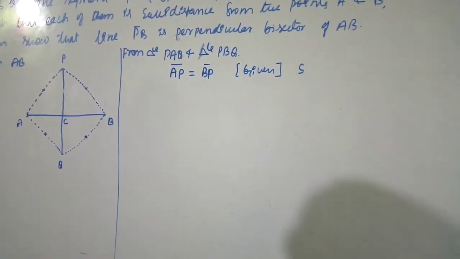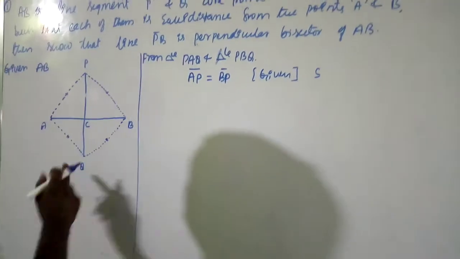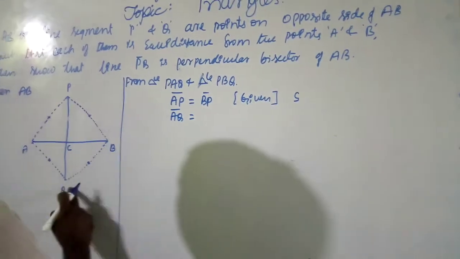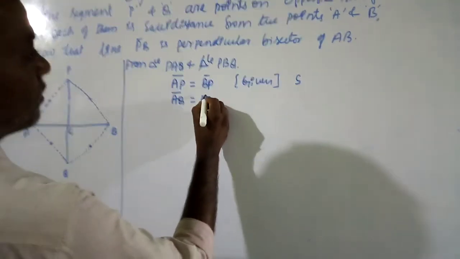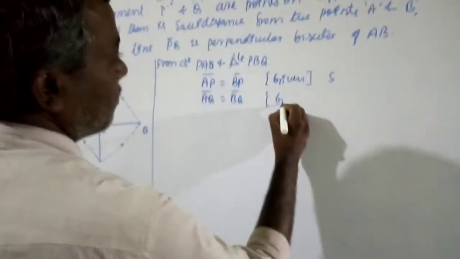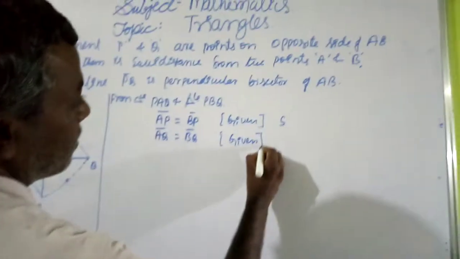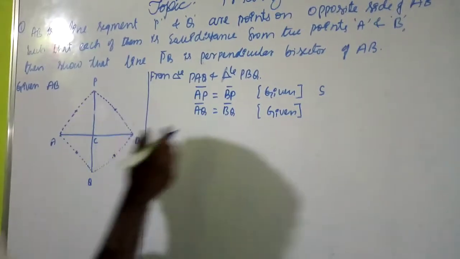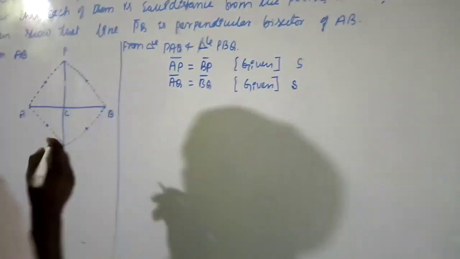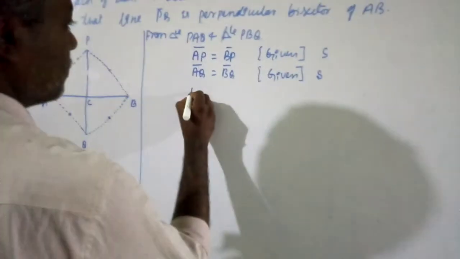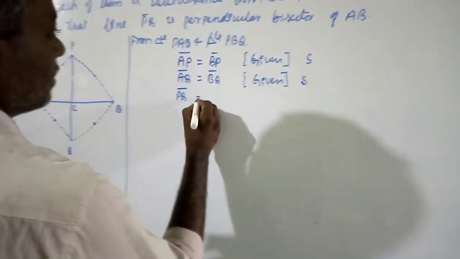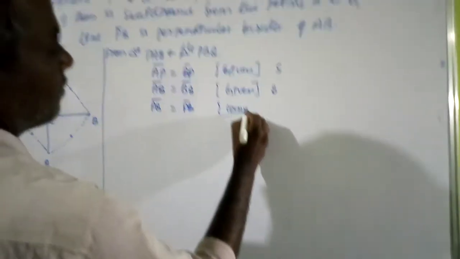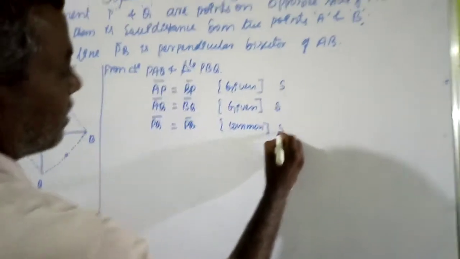Okay, so next we can take AQ is equal to side BQ. So this is also already given. Why? Because both P and Q are equidistant, opposite to AB. Okay, so this is also a side. So next take PQ is equal to PQ. So this is a common side for both the triangles. Just observe in the diagram.